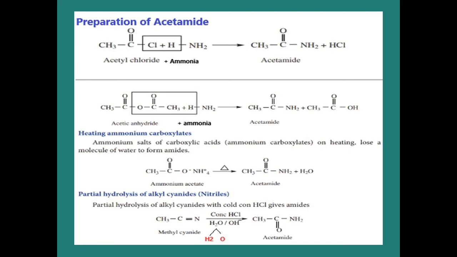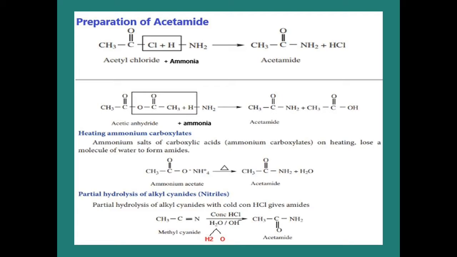Next one, acetic anhydride. That acetic anhydride is added with ammonia. The ammonia gives one hydrogen. That hydrogen combines with the CH3COO of acetic anhydride, so that we get acetic acid as one of the products, along with the acetamide.